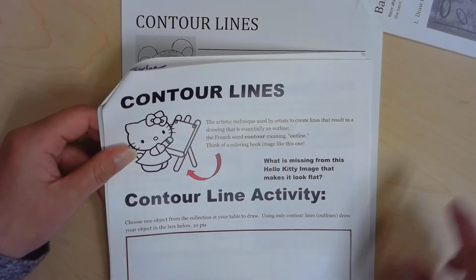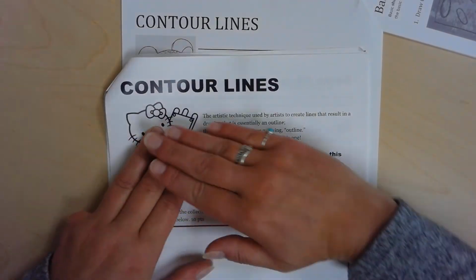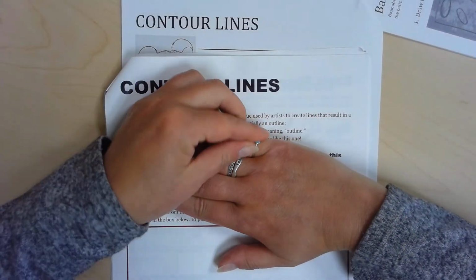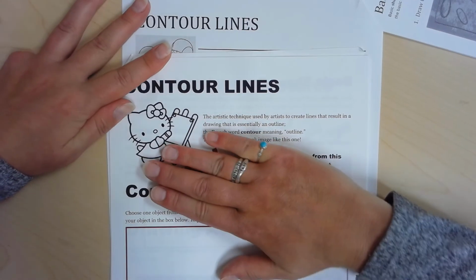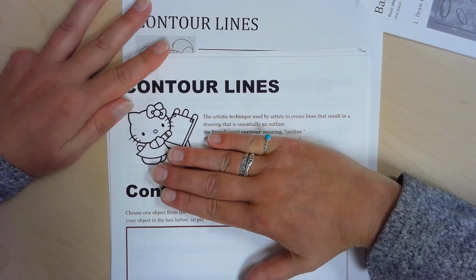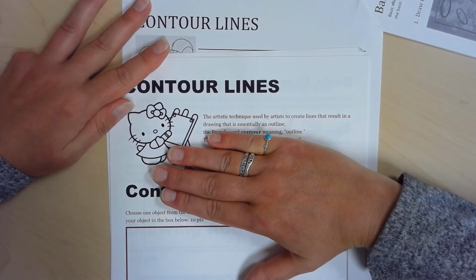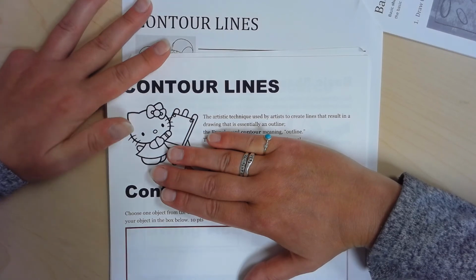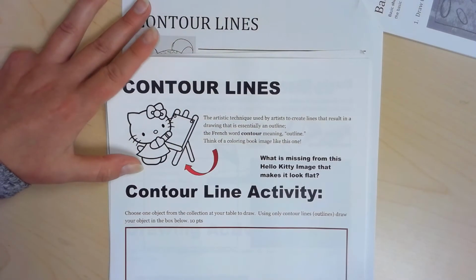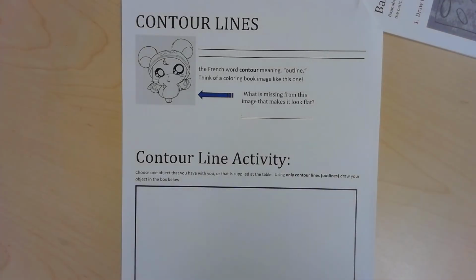I will put this here for you to actually copy. Right here. So I'll read that again. The artistic technique used by artists to create lines that result in a drawing that is essentially an outline. That's what a contour line is. Contour comes from the French word that means outline, essentially.